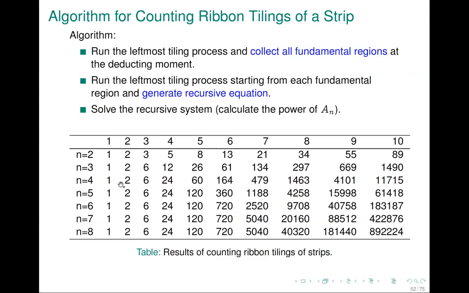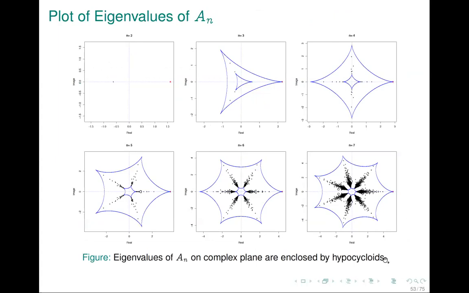Here is some numeric result. This 1, 2, 3 is the length of the strip up to 10, and here is the order of ribbon tilings. The result I have is just like this. Another interesting property is the eigenvalues of A_n. In this plot, the black dots are eigenvalues on the complex plane, and this blue line is a so-called hypercycloid. You have this interesting shape, but unfortunately I don't have any explanation for this, so I just show the picture.